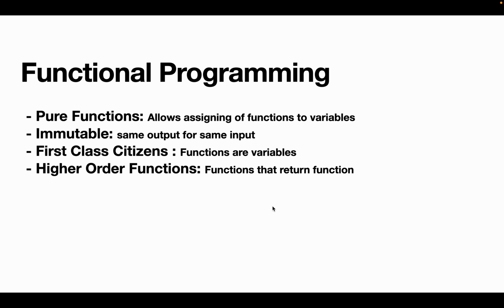In the last video, we talked about object oriented programming. We dived into the concepts of object oriented programming, that is, the major pillars, being abstraction, encapsulation, polymorphism, and inheritance. Today, we'll be looking at functional programming.